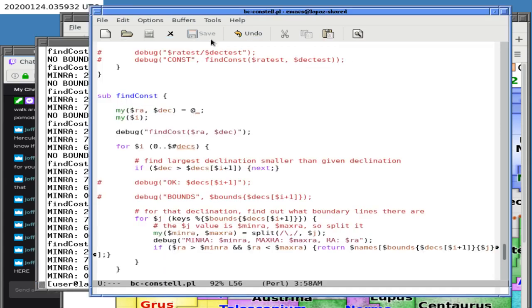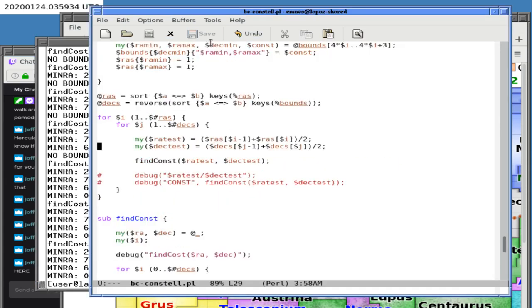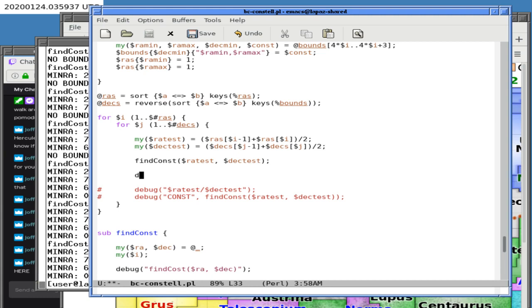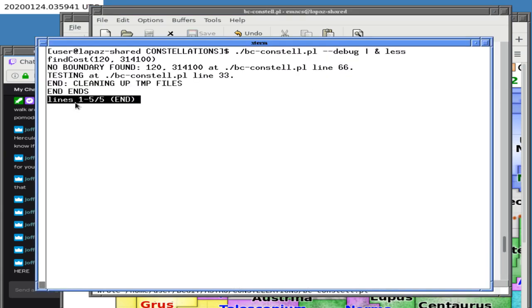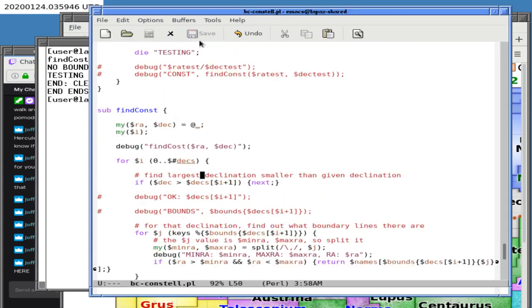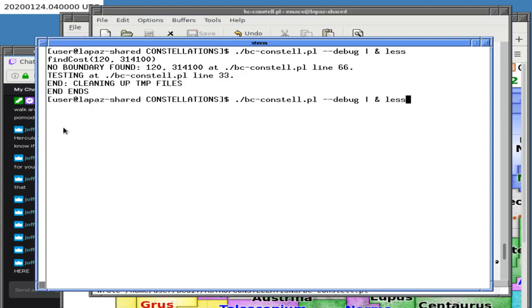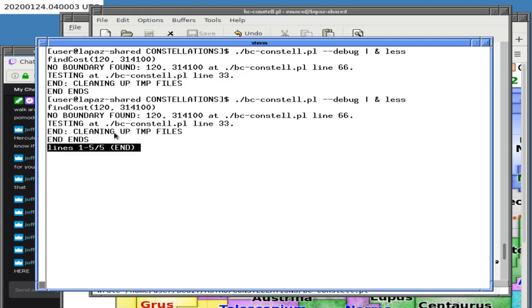Okay. Let's just go ahead and do it once and then kill out of it, because clearly it's not working even with one example, but it should be easier to debug with one example. Okay. Find Constellation 123.14.0.314.100. Dec lower, so this is a declination that is lower than it. Okay, gonna Pomodoro myself, back in two and two.